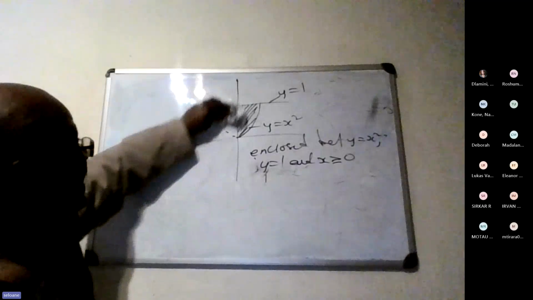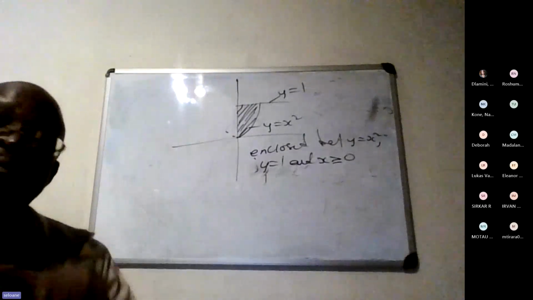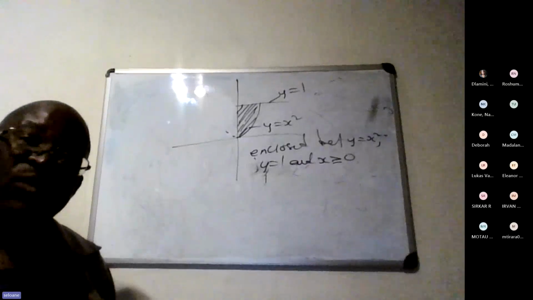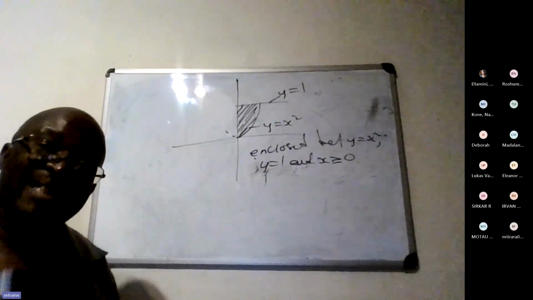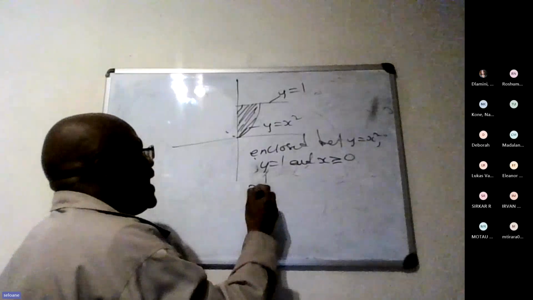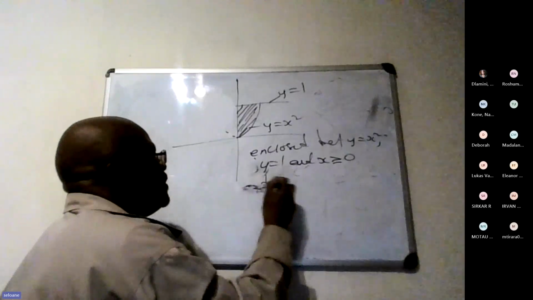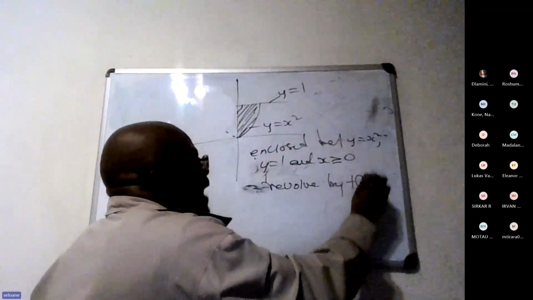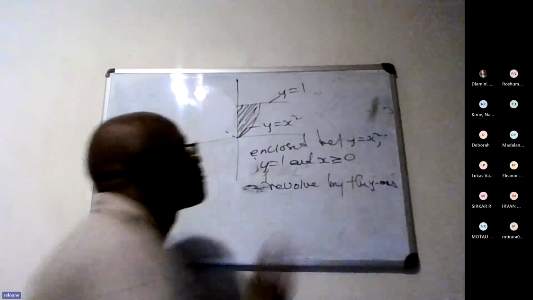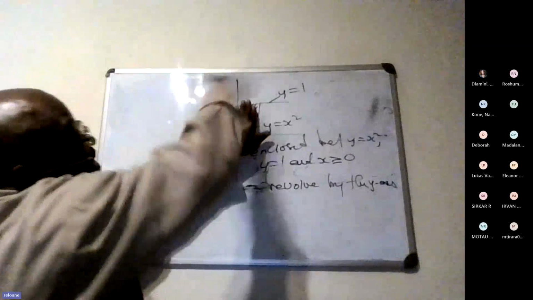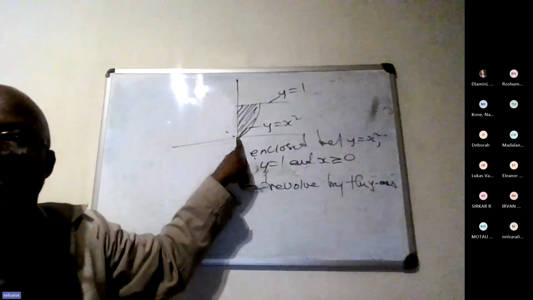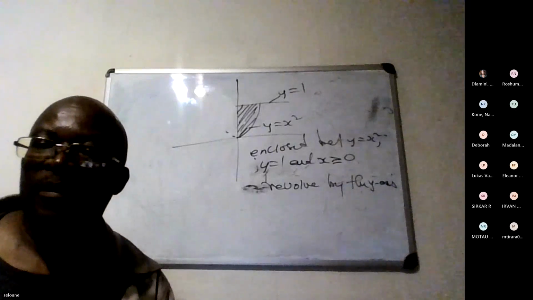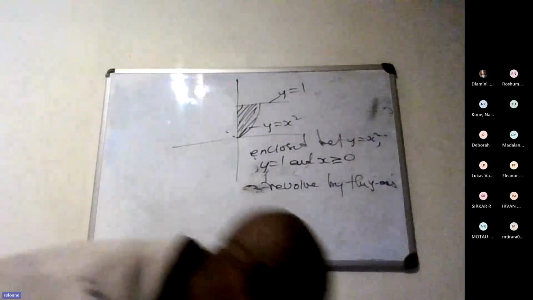Now, you take this region and you spin it, you rotate it. That line of rotation is what is called the axis of rotation. You take this and you rotate it, or revolve it, about the y-axis. You take this, you spin it by this line. What are you going to get?